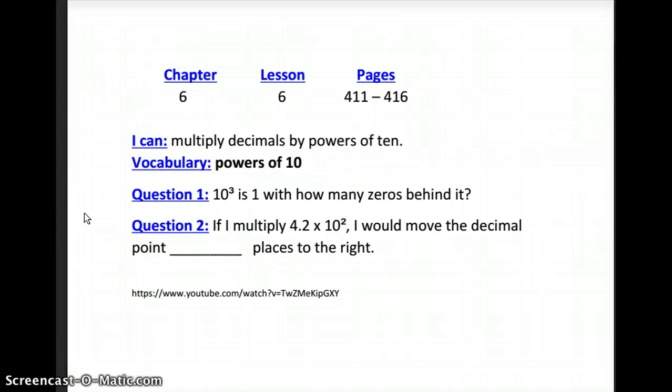10 to the third power is 1 with how many zeros behind it? This is question 2, sorry. If I multiply 4 and 2/10 times 10 to the second power, I would move the decimal point blank places to the right.